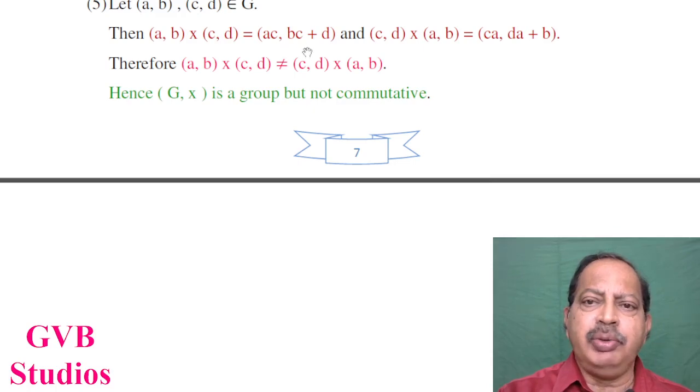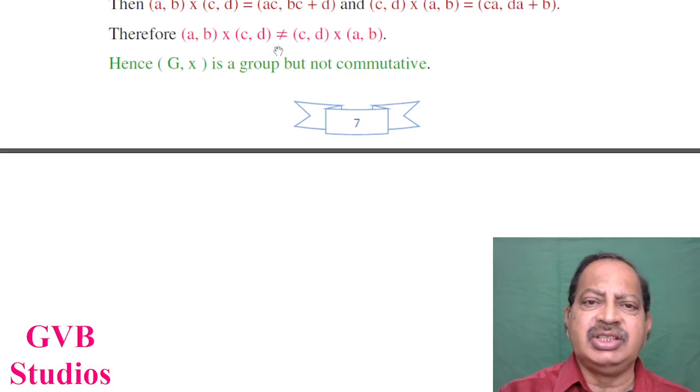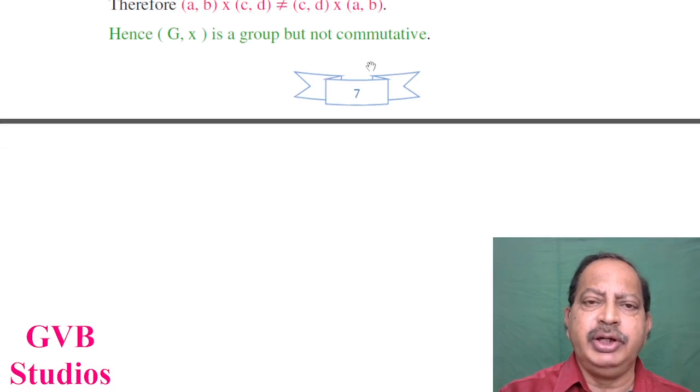Equal means both parts must be equal, first component and second component. Here the first component is equal but the second component is different. Here this is bc plus d and this is da plus b. So these two are not equal. So I will write (a, b) cross (c, d) is not equal to (c, d) cross (a, b). Therefore, commutative law does not hold here. There is no commutative law. So here (G, cross) is a group but not a commutative group.